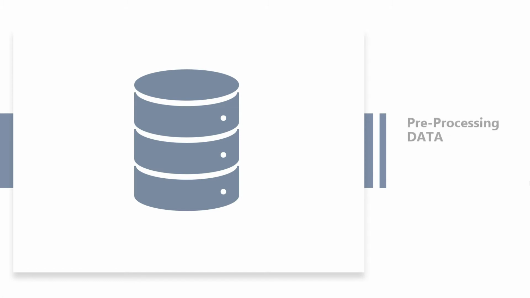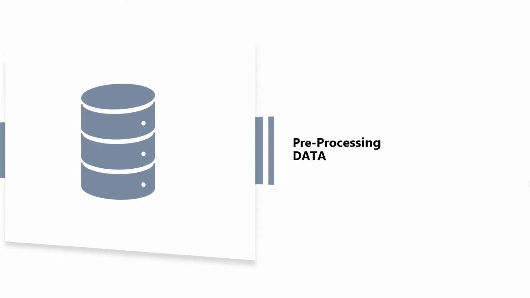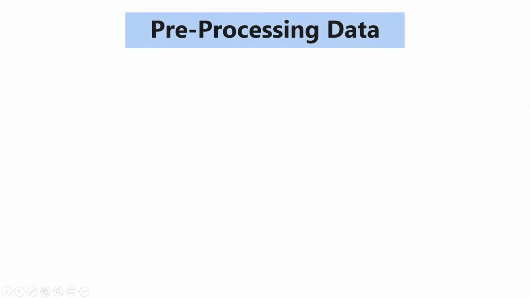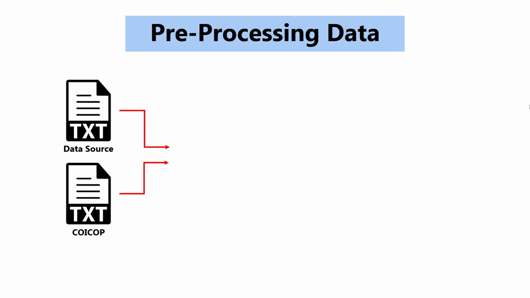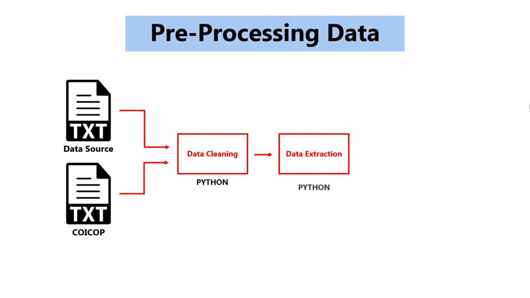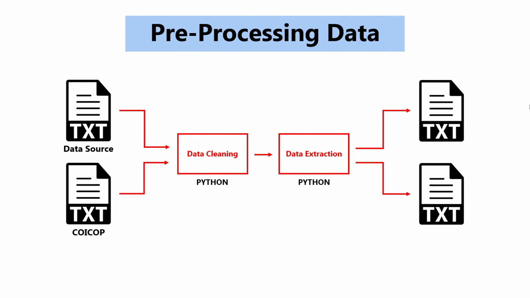This section will explain further details about pre-processing data. The following graph shows the pre-processing data. The data source and COICOP will be processed in data cleaning and data extraction to get a clean version for the next process. The result will be collected into pre-processed data.